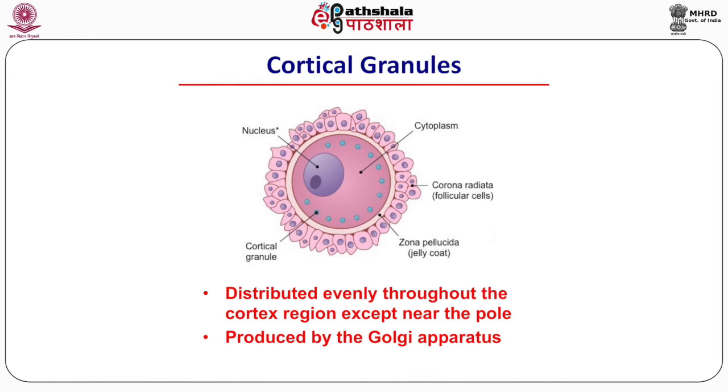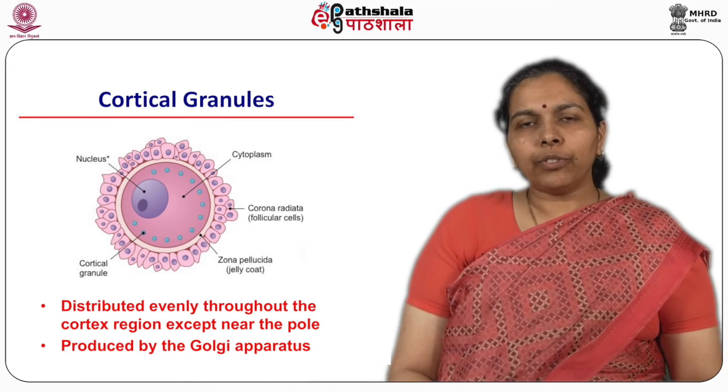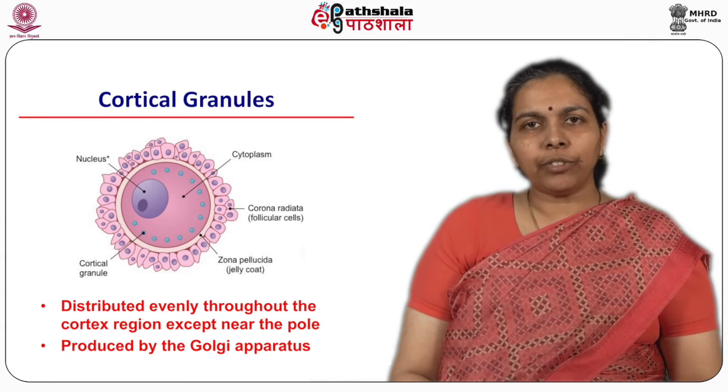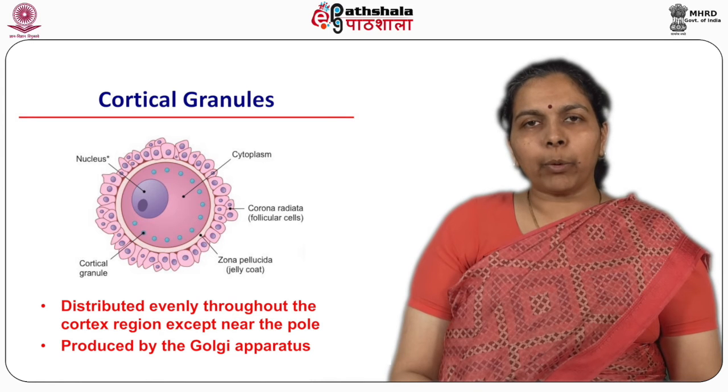The other special feature of mammalian oocytes are the cortical granules. They are present as secretory vesicles just inside the plasma membrane in the outer region of the oocyte cytoplasm. They are distributed evenly throughout the cortex region except near the pole where the nuclear and the first polar body are usually present. There is a reason for this, which will be discussed later. The cortical granules are similar to the acrosome present on the sperm, that is, they are produced by the Golgi apparatus and they have many proteolytic enzymes which are required for the zona reaction.